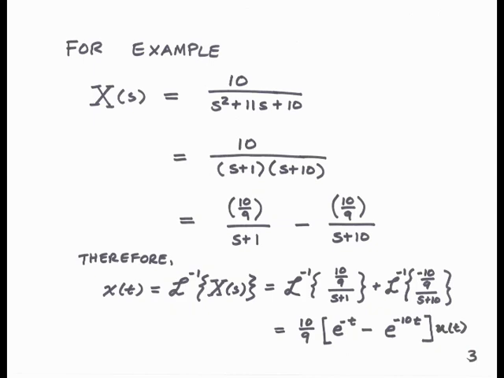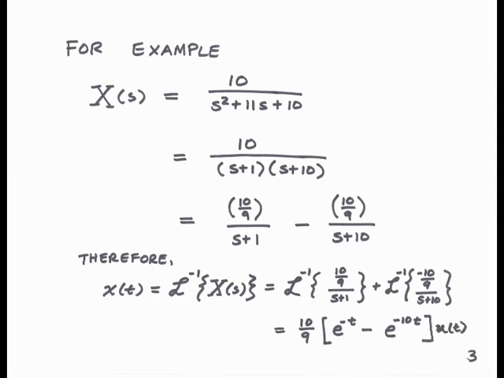Let's do an example of taking the inverse Laplace transform where we employ partial fraction expansion and then the linearity property of the inverse Laplace transform. So we'll start with X of s is 10 over s squared plus 11s plus 10, which we can write as 10 over the quantity s plus 1 times the quantity s plus 10. We can take that and partial fraction expand it, and we'll discuss partial fraction expansion in greater detail later in this presentation.